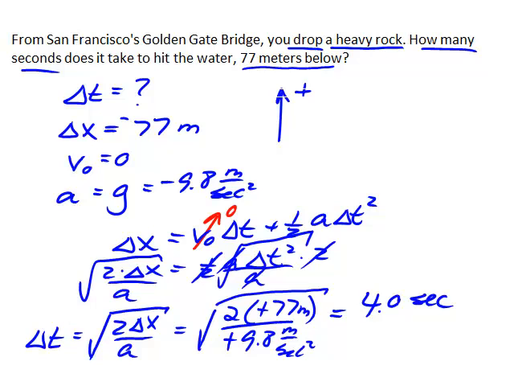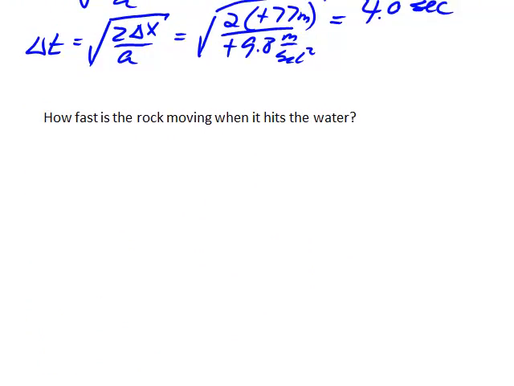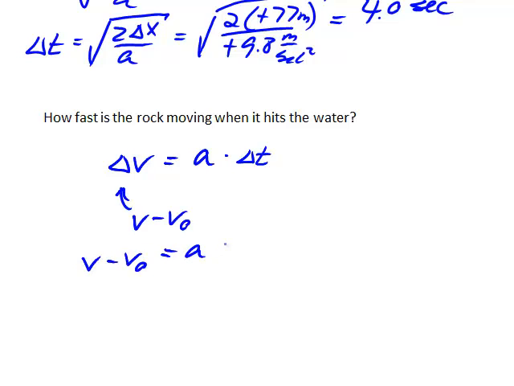seconds. A follow-up question to this is, when the rock hits the water 4 seconds after you drop it, how fast is it moving? For this, we're going to use our equation that delta v is equal to a times delta t. Remember, delta v is v minus the initial velocity. So v minus v naught is equal to a times delta t. And if we add v naught to both sides, we get v equals v naught plus a times delta t.